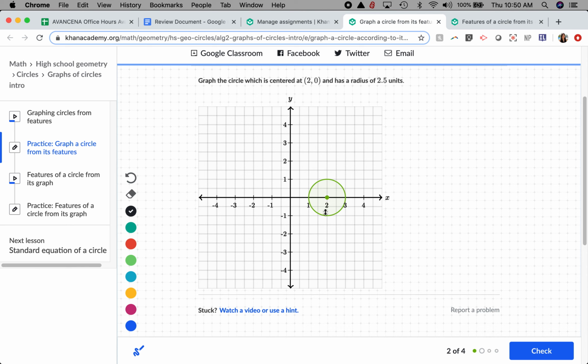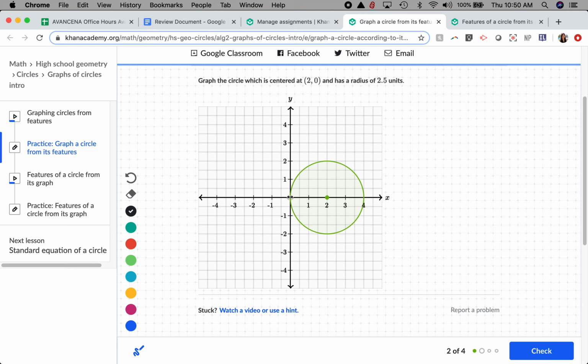Before I expand my circle, I just wanted to bring your attention to the scaling of my graph. If you look at how the graph is scaled, each gray line goes by 0.5. So this is 0.5, this is 1, this is 1.5, 2, 2.5, etc. So that means that from the center of my circle to the edge of the circle, it has to be 2.5 units away. So from 2 to 1, that is 1 unit away. This is 2 units away.